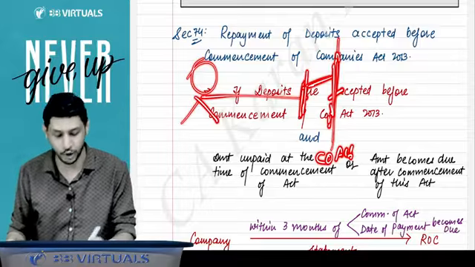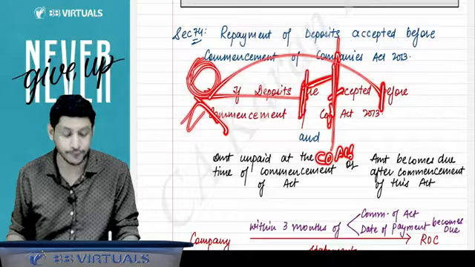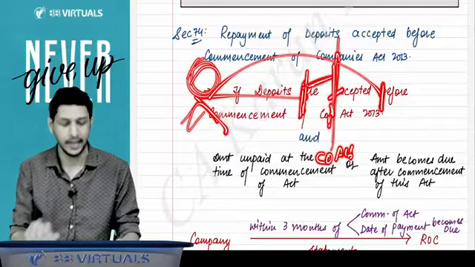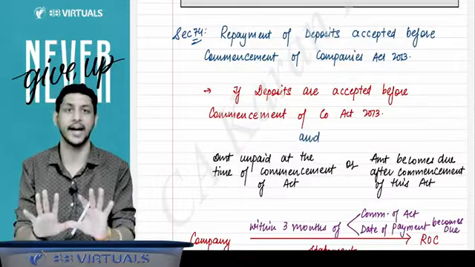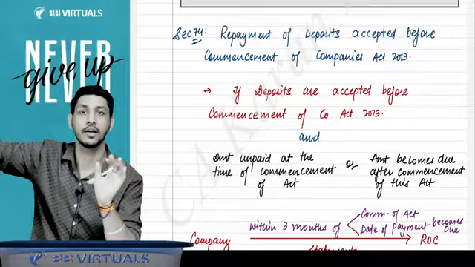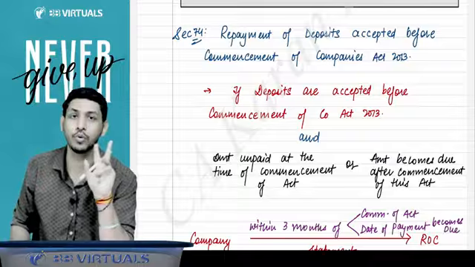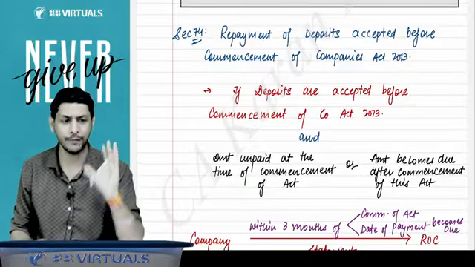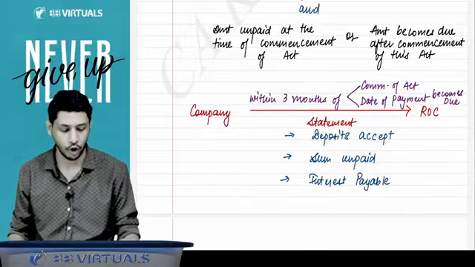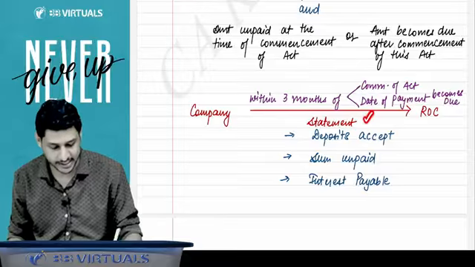Another case can be that you accepted the deposits before commencement of this Act, but your maturity date is falling after the commencement of this Act, which means at the time of commencement your amount is unpaid. Whether matured but not paid, or getting matured at some later date, you have to do 2 things. First, you have to file a statement to the ROC within 3 months of the commencement of the Act or when the date of payment becomes due.